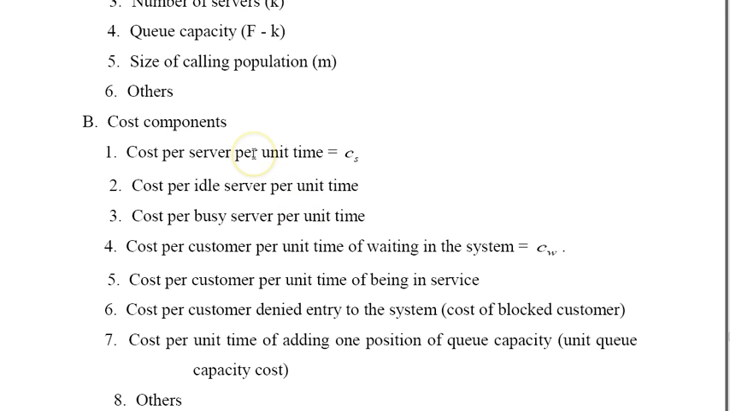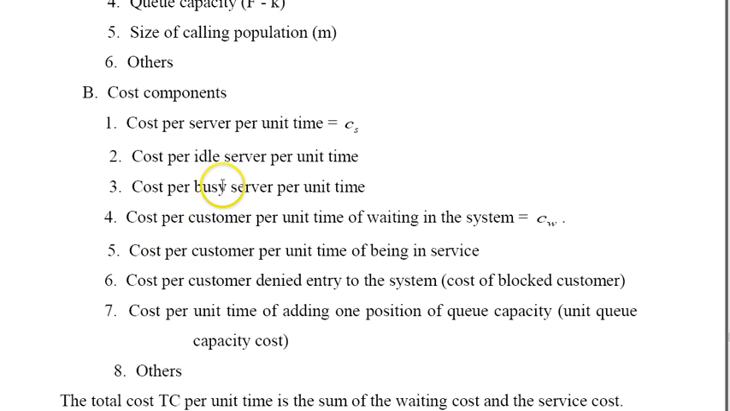Say you have a server where you pay them when they are busy, but you don't pay them when they are idle, or you pay them a different rate when they are not working versus when they are working. But sometimes you pay, like human servers, tellers, you pay them the same rate whether they are busy serving customers or waiting for the next customer. So that would be the same amount here. This is called the service cost, the cost of providing the service.